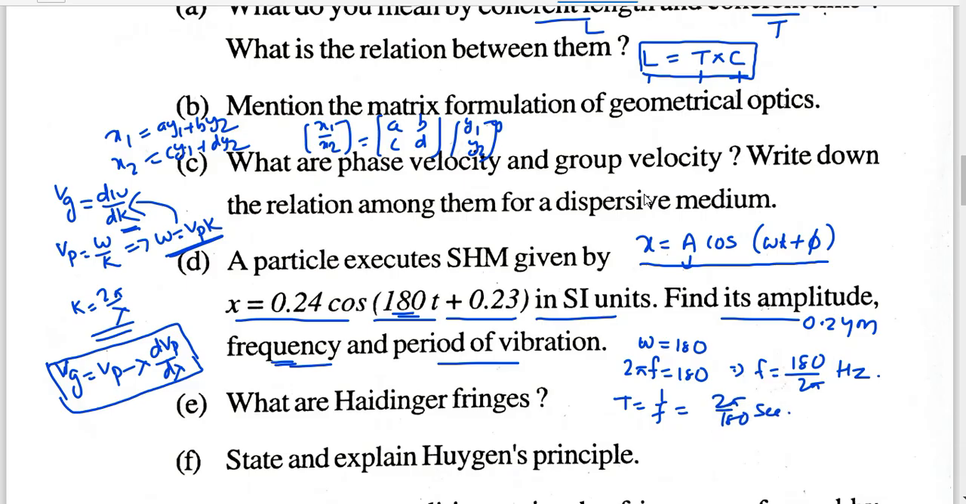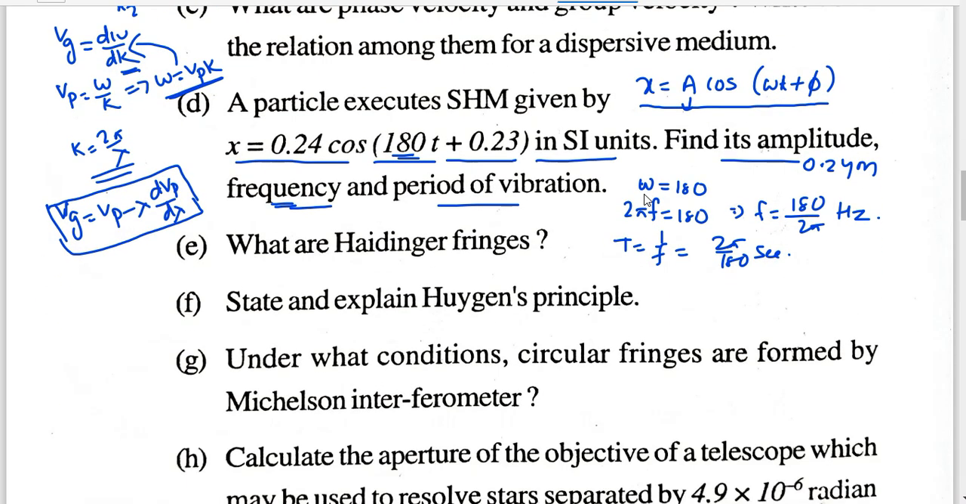So these are the different values of this question. Next is, what are Haidinger fringes? There are two types of fringes: Haidinger fringes, and fringes of equal inclination also. So you can write it, that is the direct question.